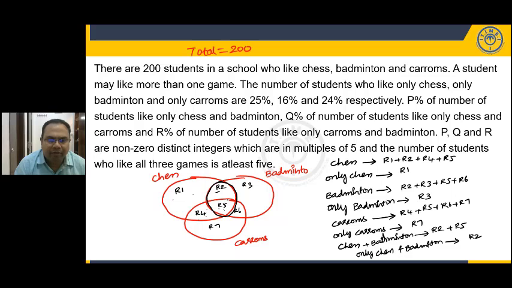Similarly, if I take R4 and R5, these two, this is what? Chess and caroms. Both chess and caroms. R4 plus R5. What is R4? R4 is only chess and caroms.